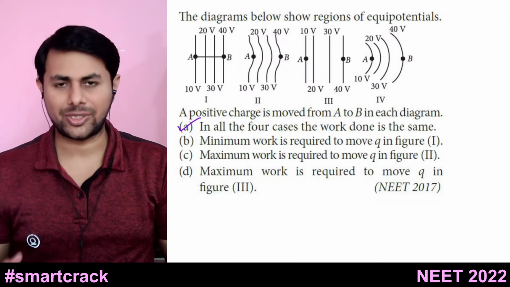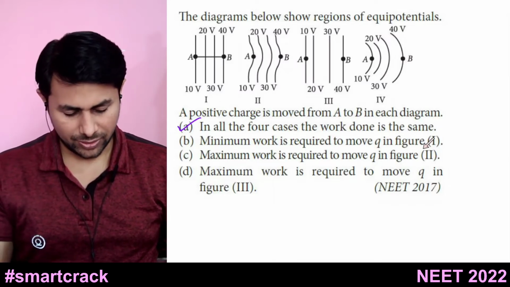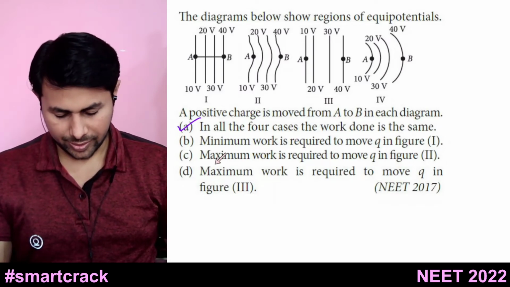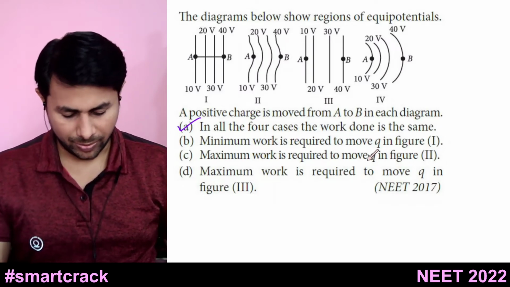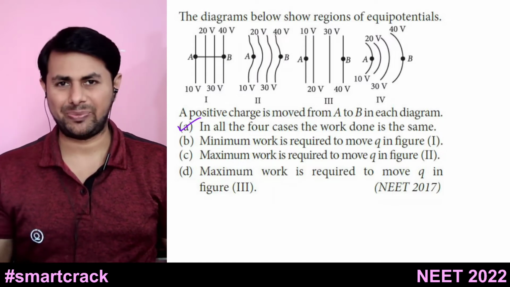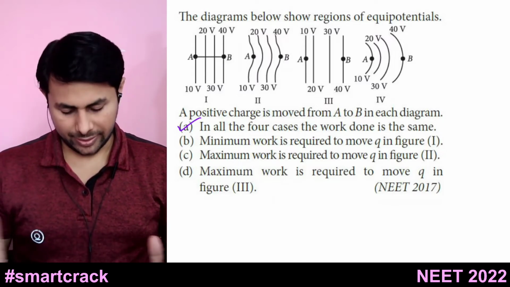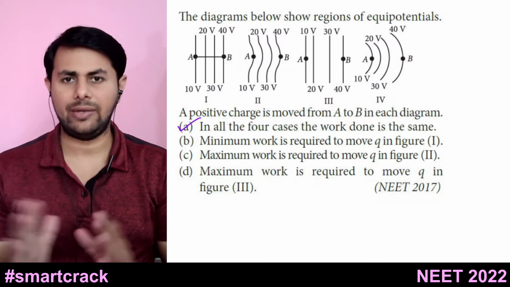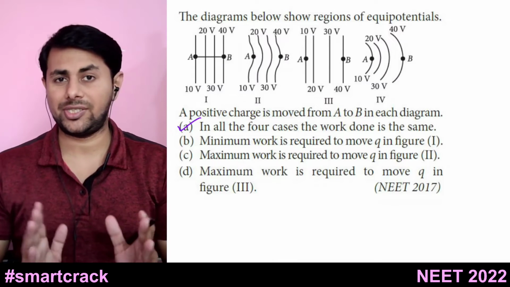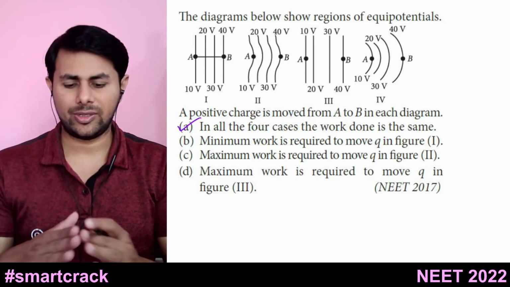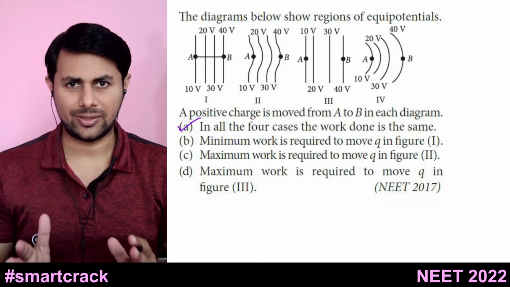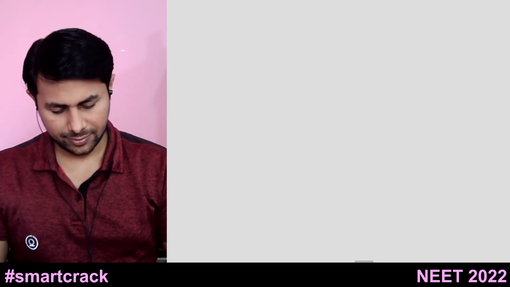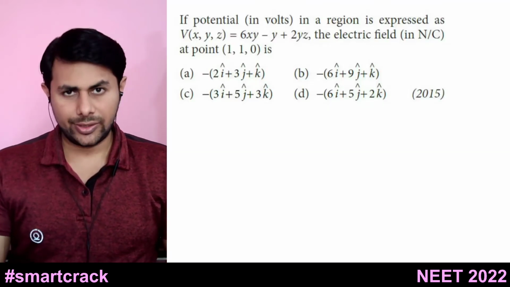Let's read the other options too. The minimum work is required to move in a particular figure, not exactly. Maximum work is required, again not possible. In figure B it's not possible because the same work is required in all cases. Maximum work is required in figure 3, no. The same work is required. It does not depend on distance or anything. It only depends on how much the potential difference is. So the same work is done in all cases. Let's move on to the next problem.